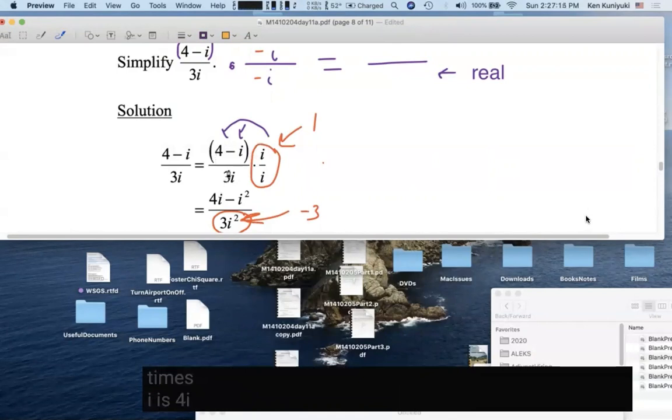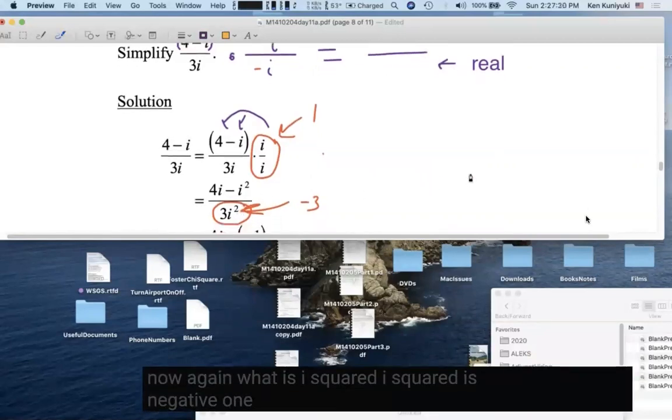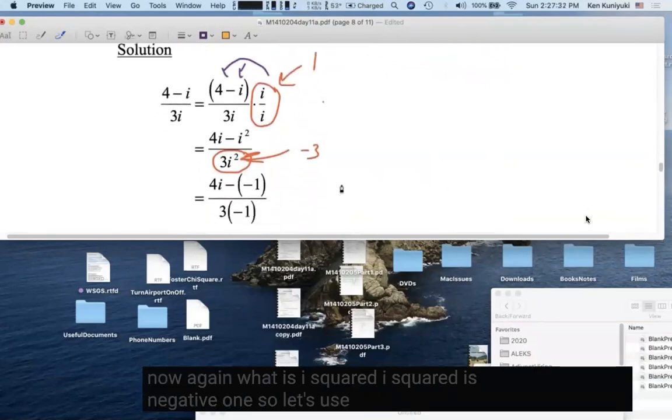4 times i is 4i, minus i times i is i squared. Don't do too much in your head. Otherwise, it's quite likely that you'll mess up a sign. Now, again, what is i squared? i squared is -1. So let's use that.